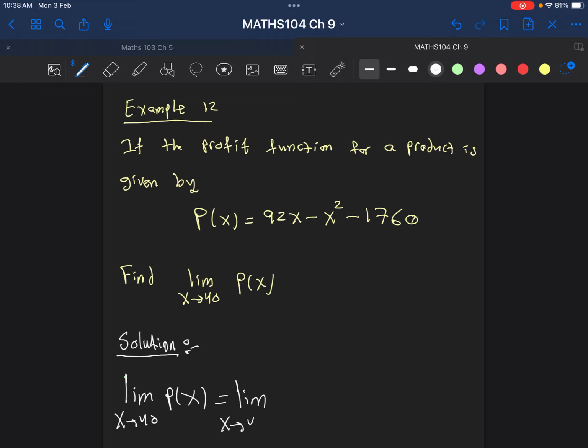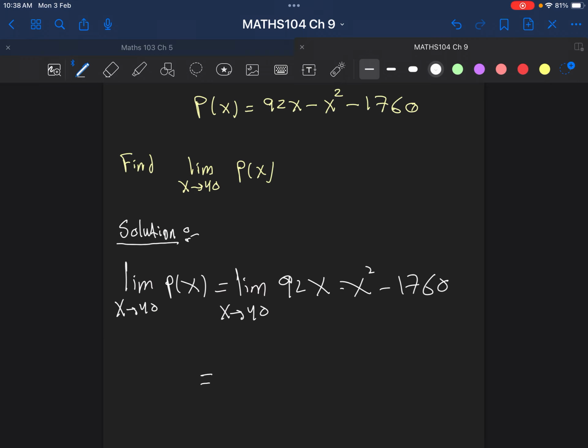Now we can do it step by step, or we can just use direct substitution. So the best way, we just need to plug in 40. Usually we plug in 40 or a different number. If we get a number, that will be the limit. Otherwise, it will be 0 over 0, and then we have to do factoring and all of that.